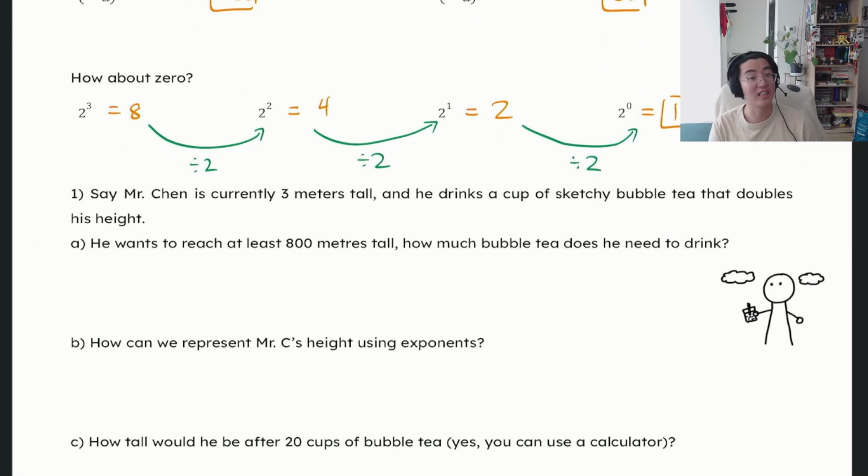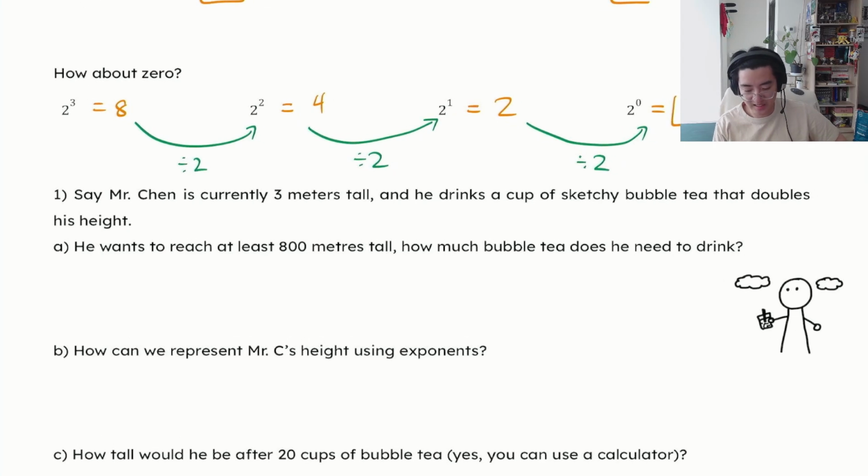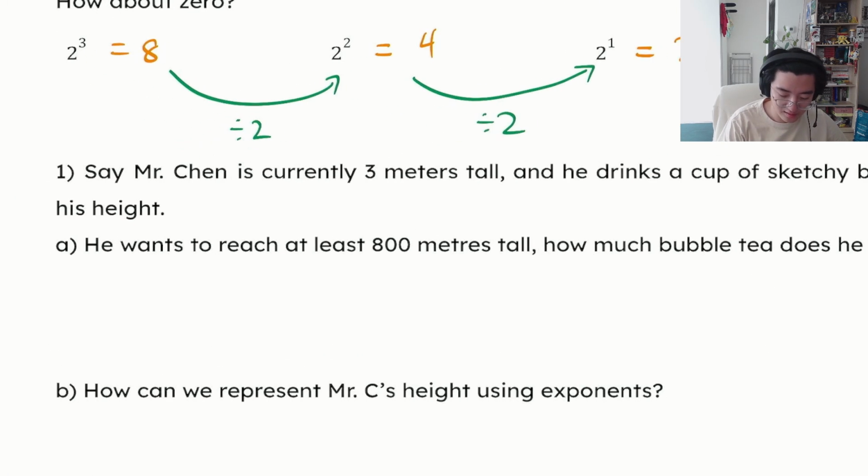Okay, so with all the exponents out of the way, let's actually use them in word problems. You know, I love word problems. We can actually use the math that we learned. So let's say Mr. C here is 3 meters tall, which I definitely am, and I drink a cup of bubble tea that doubles my height. And now, if I want to reach 800 meters tall, how many bubble teas do I need to drink? So let's do a little chart here.